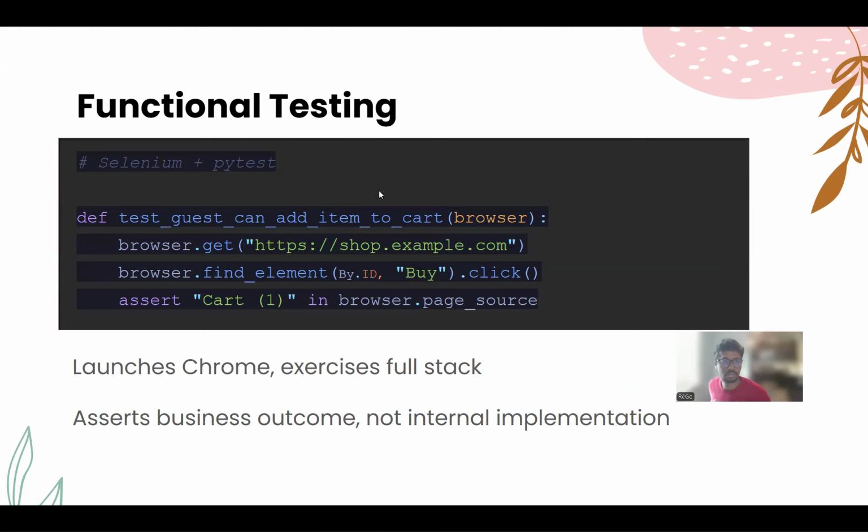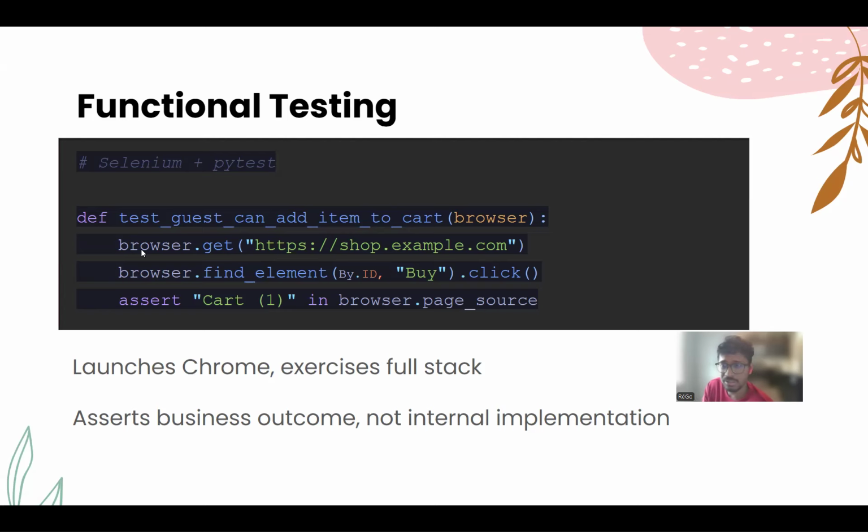Here, I'll give you an example. Here we use Selenium and pytest. The test is: can add item to the cart, taking a browser. This is a test function, just like what we defined before: test underscore your function name. And here is an interesting thing. This is syntax which you can just see and learn. I'll explain the syntax. Don't worry about it.